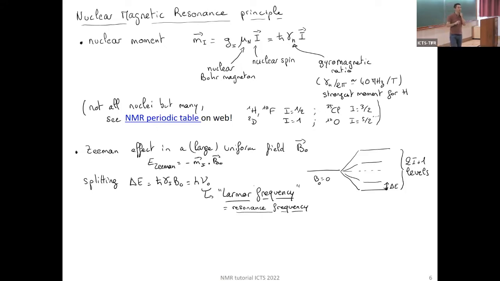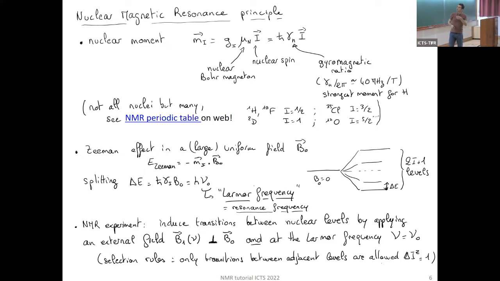So if you have a nucleus with a spin I, you will have 2I plus 1 levels. Spin 5/2 will have 6 levels. They are equally spread, and the distance between two levels, if you work it out, is just h bar gamma B0. So that's actually the Larmor frequency. That's the rotation speed of your nuclei. Okay.